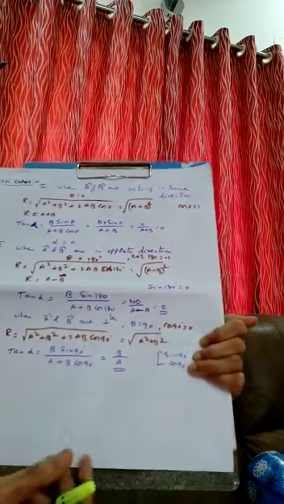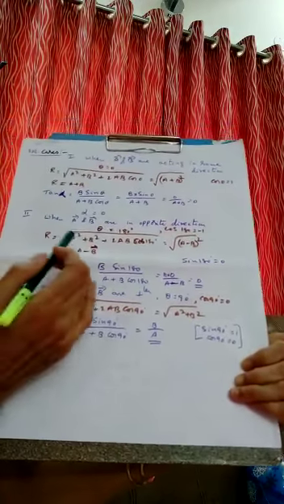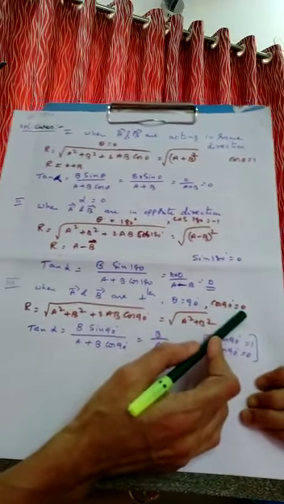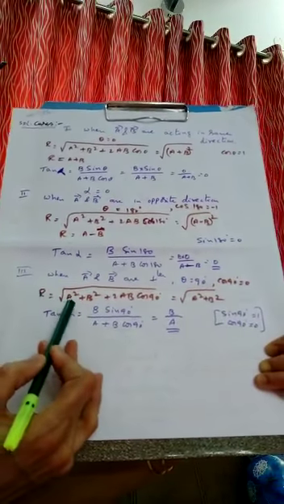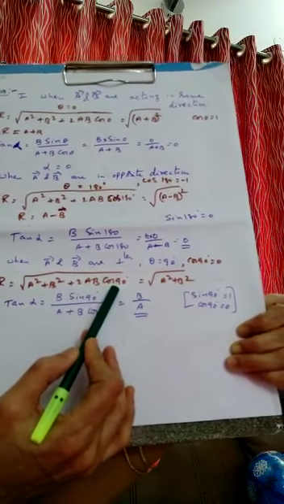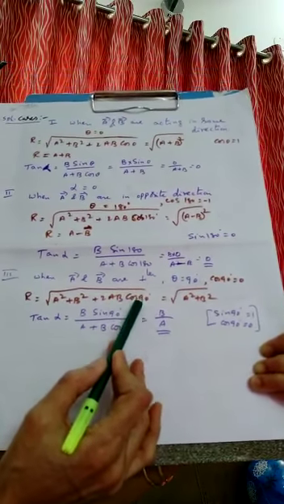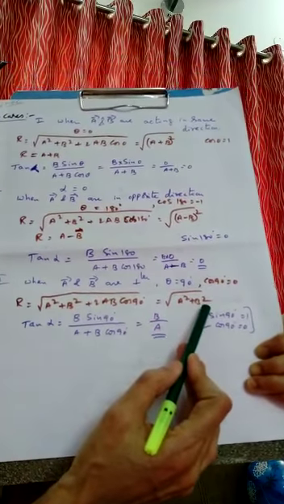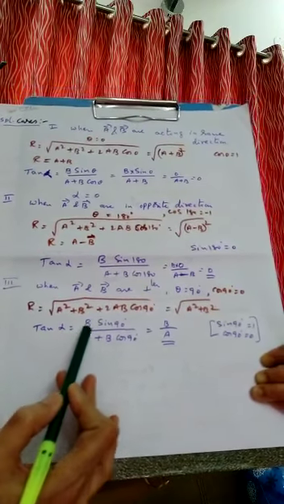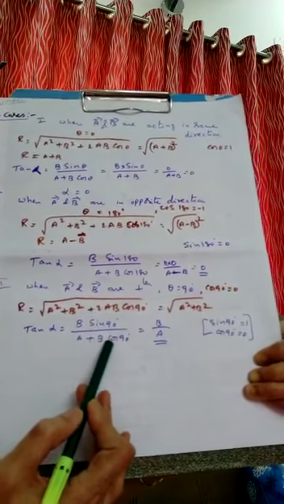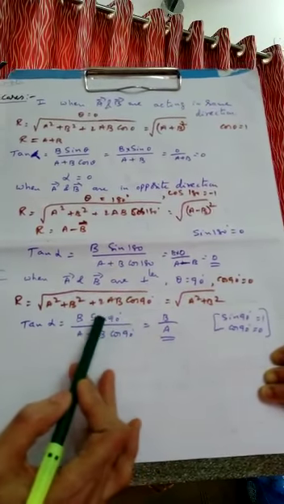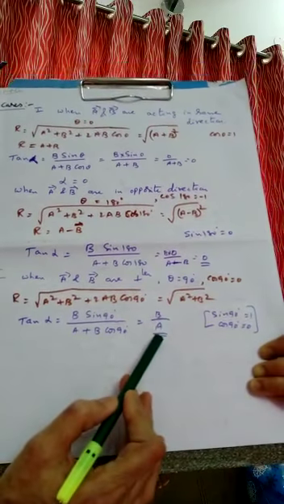Alpha is 0. And the third case is if the angle between two vectors is perpendicular, theta is 90, cos 90 is 0. Then we know that R is equal to the square root of A square plus B square plus 2AB cos 90. Do you know the value of cos 90? Yes, 0. So substitute the value of 0. The answer is under root of A square plus B square. I have written here. And what is the value of tan alpha? B sin 90 upon A plus B cos 90. Cos 90 is 0, so this term will be 0. Sin 90 is 1. The answer is B by A.